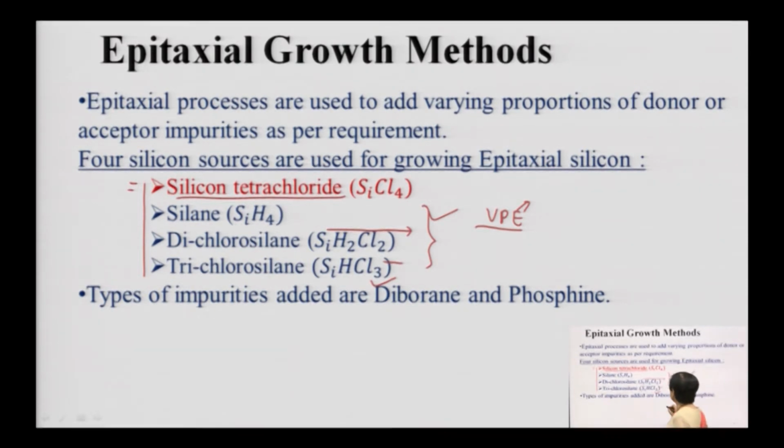Now, the efficiency of the growth process is defined based on the number of atoms which are deposited onto the substrate with respect to the number of atoms which were there in the gas phase introduced into the chamber.